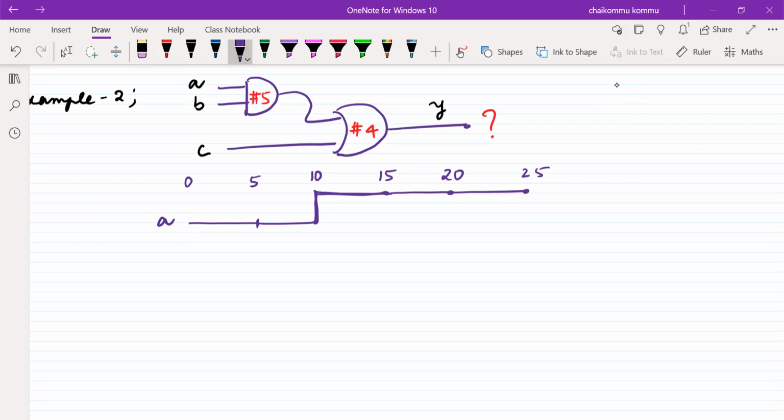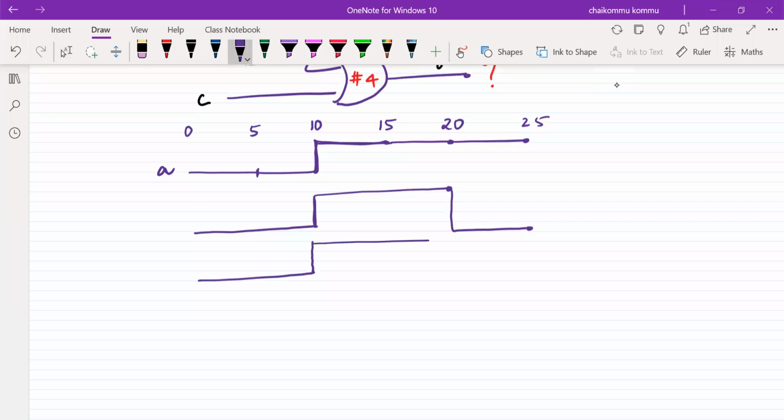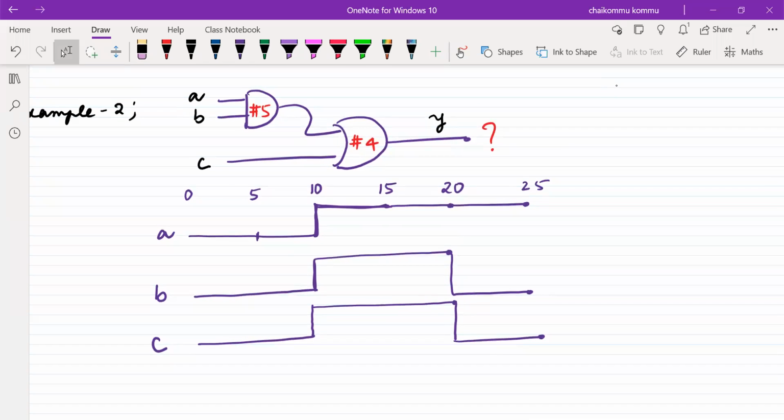So B is something like this. Again, it waits up to 10 nanoseconds, stays available up to 20, then goes back to 0. Now C starts off at the same value, also high. C is, for example, the same as B. So this is B, this is C. Can you give me the output waveform for this kind of timing units?